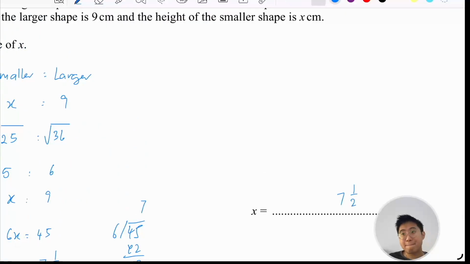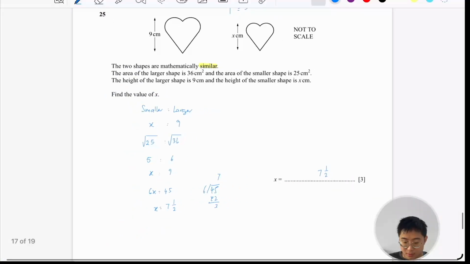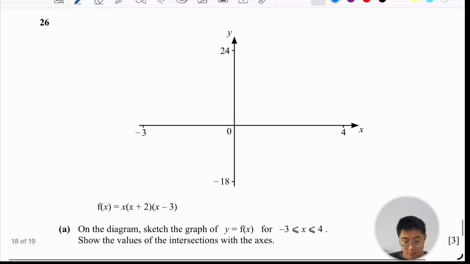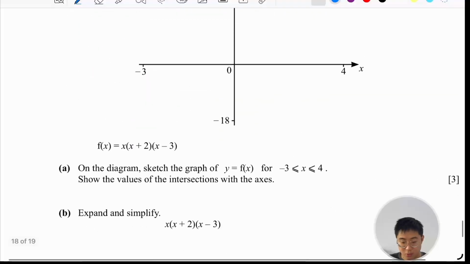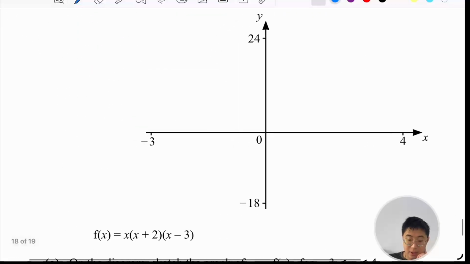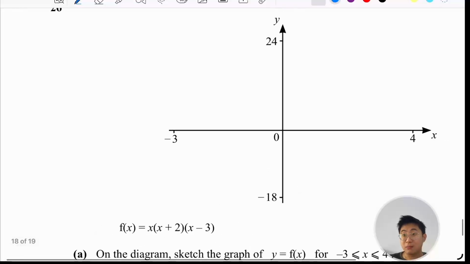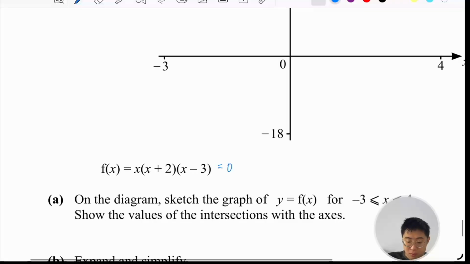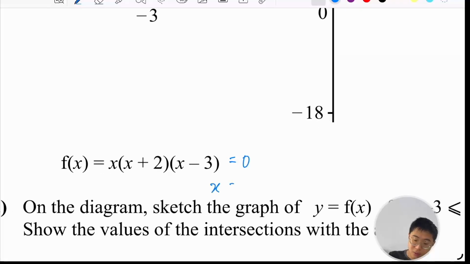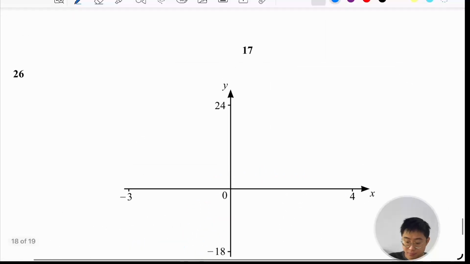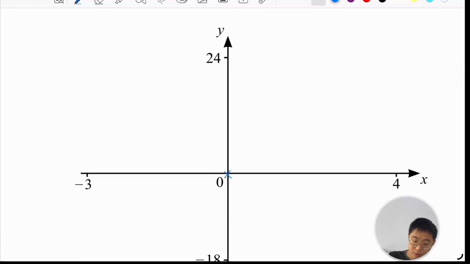7.5. Okay, we got it. That is it. 26. Okay, it's the last question. Very nice. They gave us a formula, x plus 2, x minus 3. So I'm able to get my 3 x's, right? Just equals 0. Then you'll have x equals 0, negative 2, and 3. Okay, let's label that in. 0, negative 2 is here. And 3 should be here.